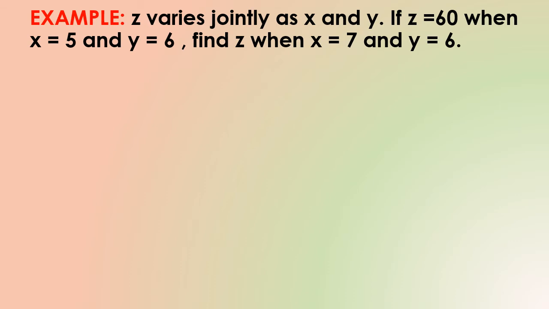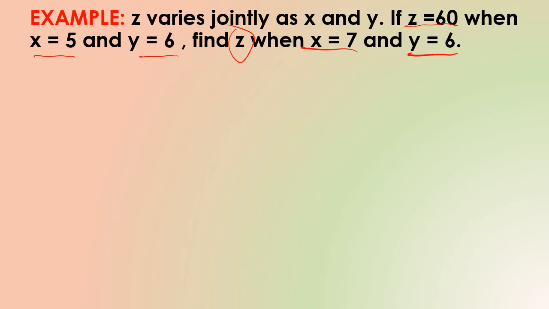Okay, class. So, for the example, Z varies jointly as X and Y. So, para mas mapadali natin, class, underline na natin yung mga kailangan. If z is 60, when x is equal to 5, and y is equal to 6, find z when x is equal to 7, and y is equal to 6. Mas madali siya para hindi na tayo malilito mamaya.